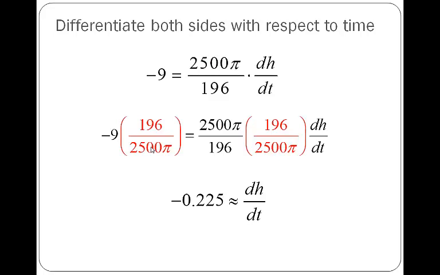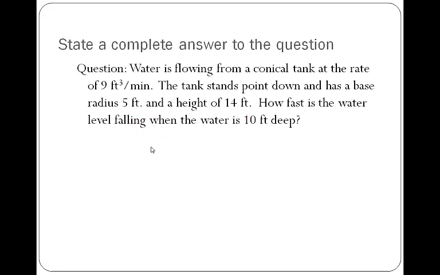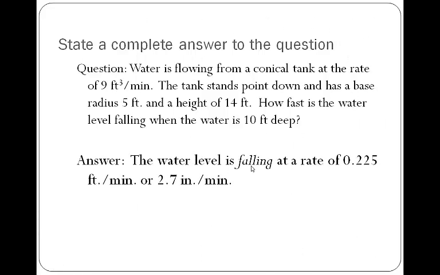Now we just want to go back and make sure we answer the question being asked. The question being asked was, water is flowing from a conical tank at the rate of 9 feet cubed per minute. The tank stands point down, has a base radius 5 and a height of 14. How fast is the water level falling when the water is 10 feet deep? So the answer is the water level is falling. So notice I don't answer with a negative number, I just answer with the word falling. And that implies negative or decreasing.